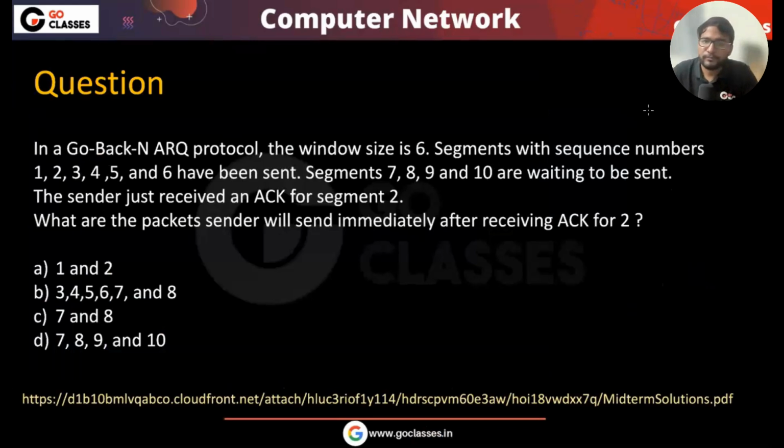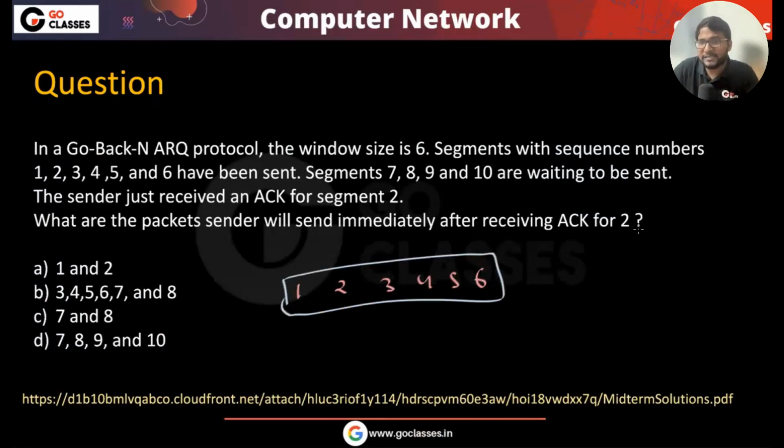Let's do this question. So what they're saying, in the Go-Back-N ARQ protocol, everything is ARQ, right? The window size is 6. The segments with sequence numbers 1, 2, 3, 4, 5, and 6 have been sent. Segments 7, 8, 9, 10 are waiting to be sent. So they're saying 1, 2, 3, 4, 5, 6 have been sent. Okay. So these have been sent. Now, ACK might not be received, but yeah, they have been sent.